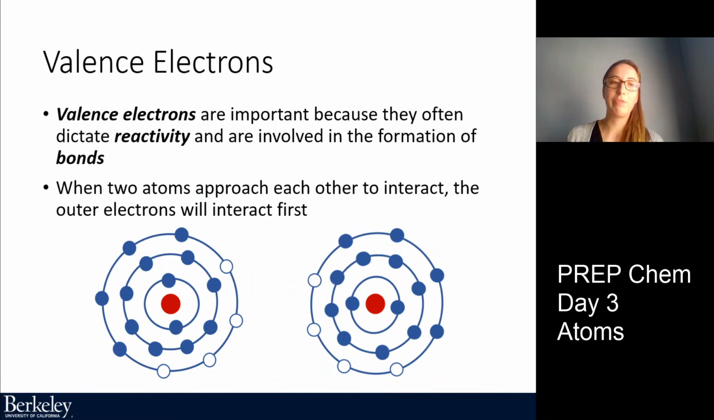So we wanted to briefly discuss more about valence electrons. Valence electrons are really important to understand because they often dictate reactivity and are involved in the formation of bonds. Someone asked about bonding in the chat, and this is a great question because we're going to talk about bonding tomorrow, and a lot of these concepts are going to be really important. Here visually we can think about 2 atoms approaching each other to interact, and this is a great way to visualize why we care so much about the valence electrons: they're the outer levels, so they're going to be the first ones that are able to interact.